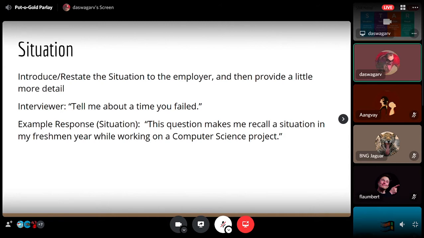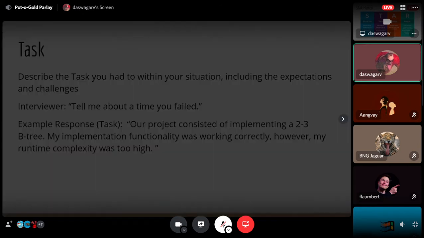An example response for this part of the STAR method, the situation, would be: this question makes me recall a situation in my freshman year where I was working on a computer science project. And as I mentioned before, this is where you just want to lay out what's going on, so you can provide some more context in the next one, which Apoorv will mention.